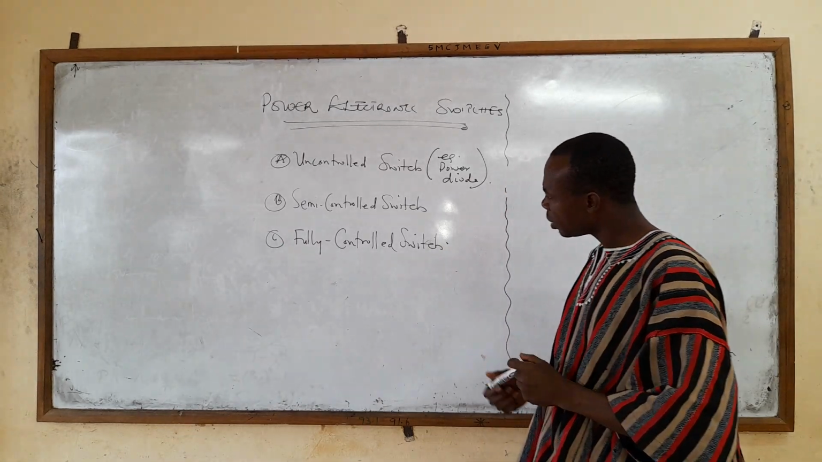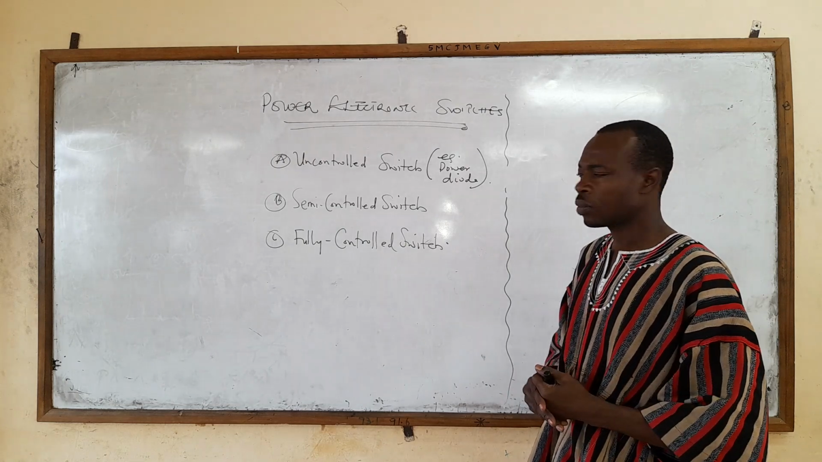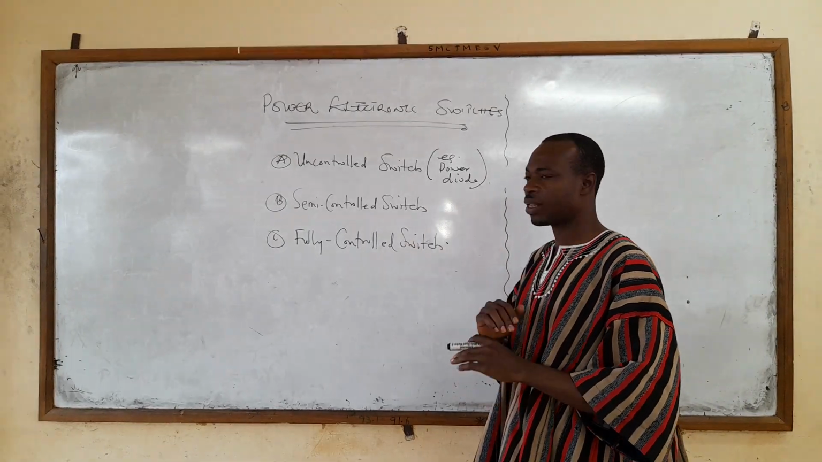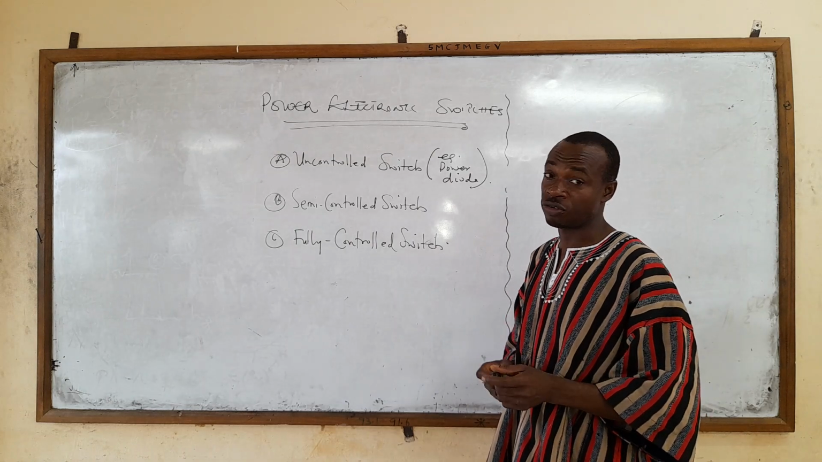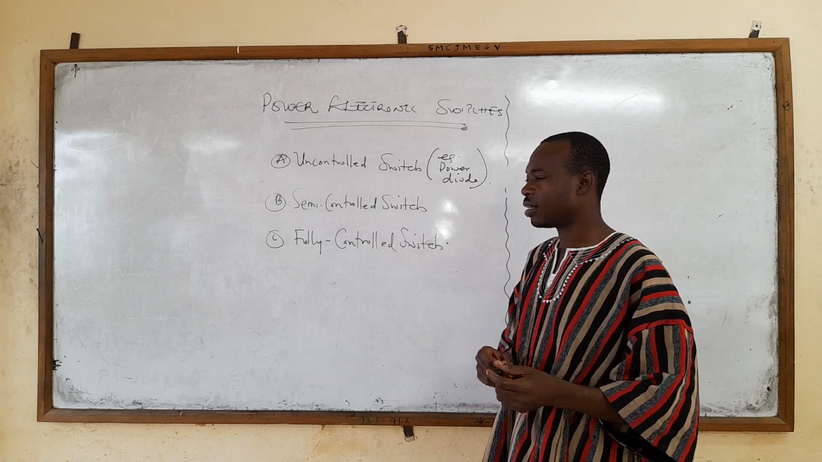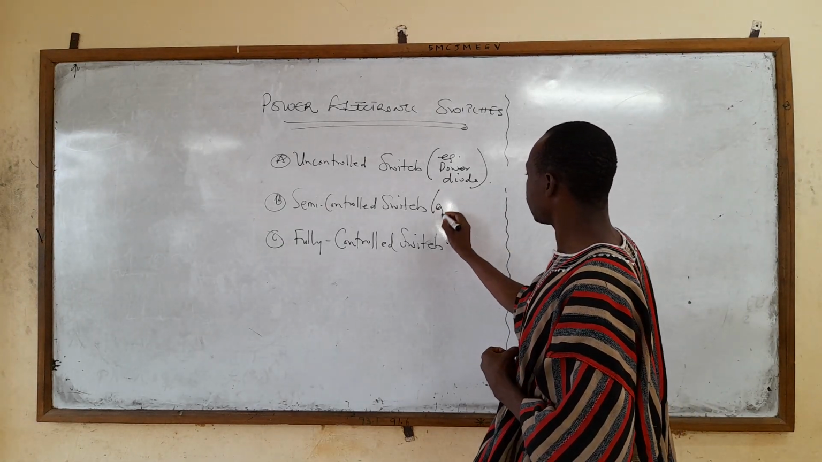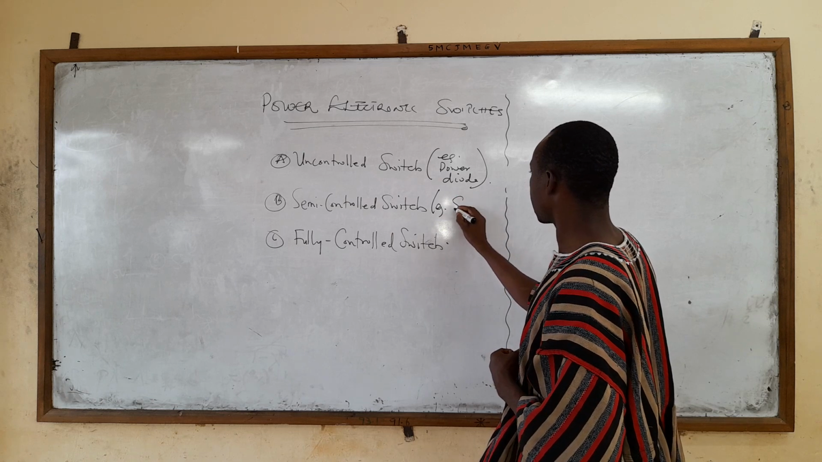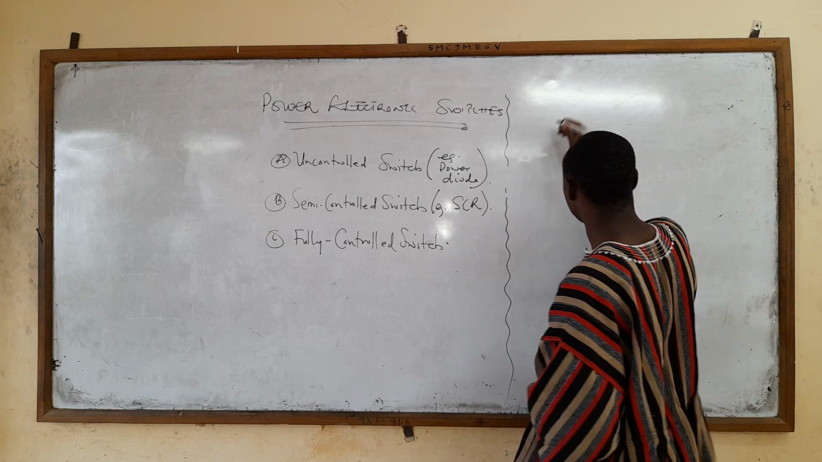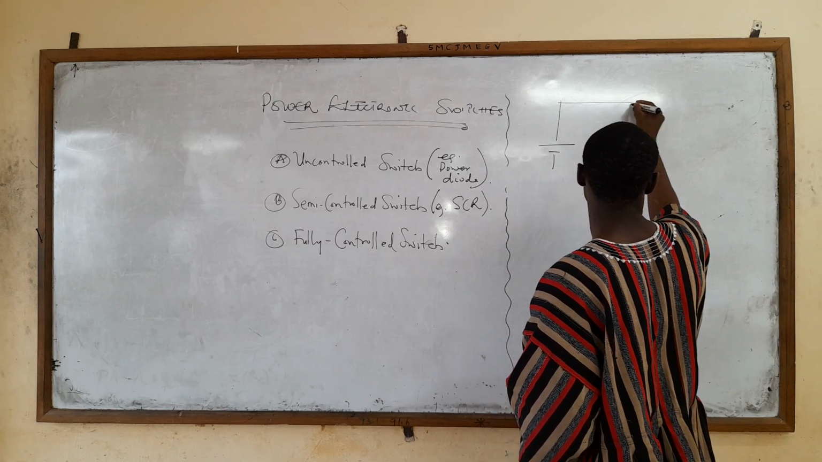Now, the second type of switch is what we call the semi-control switch. What is a semi-control switch? Here we can control the turn on, but the turn off can never be controlled unless something is done to the circuit, as we did in the first video. The best example is an SCR, or silicon control rectifier. So let's quickly look at how the silicon control rectifier works.